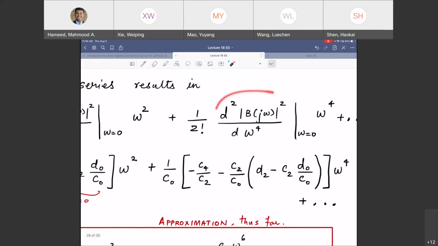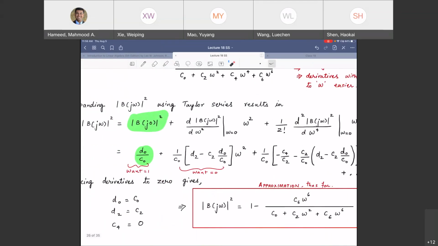Next, similarly, you differentiate twice, evaluate at 0. You want all of that to go to 0 as well, and so on, right? As many derivatives as possible, they will have to go to 0. What you got from here is, if you want this guy to go to a 1, then you got d0 equals c0. And if you want this guy to go to 0, then you got d2 equals c2. And because you want this guy to go to 0, you will get c4 equals 0. Plug all these guys in here.